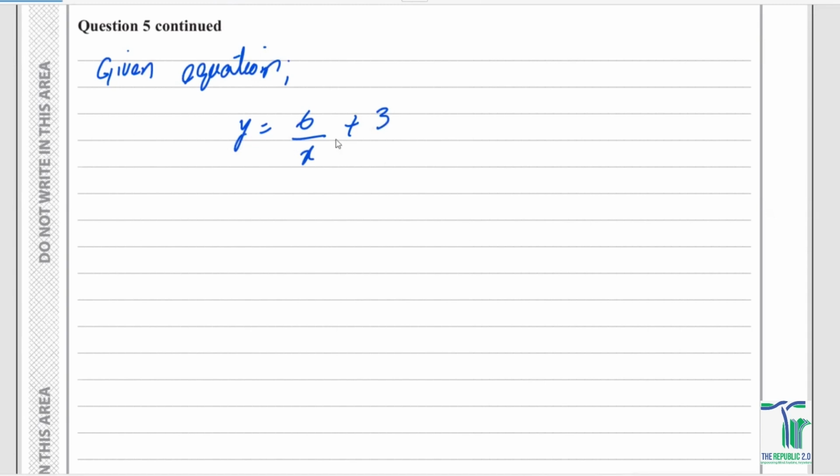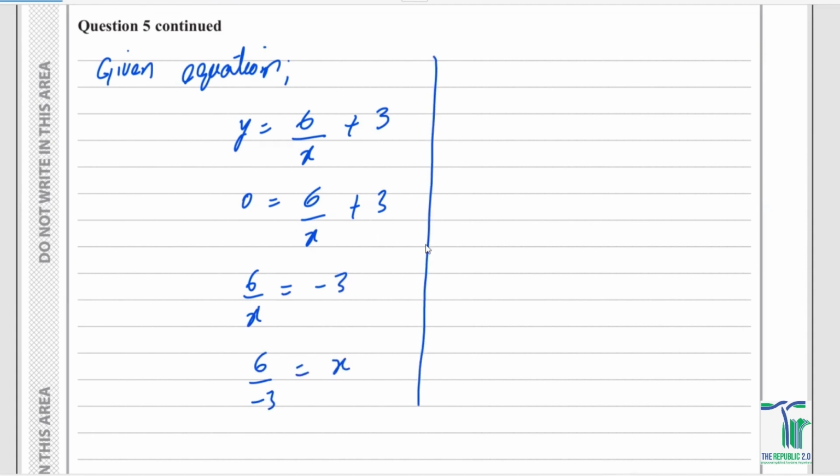So this reciprocal curve would be intersecting the x-axis. We can calculate the x coordinate by plugging in y equals 0. I would have 0 equals 6 upon x plus 3, and that's going to give me 6 upon x equals negative 3. So 6 upon negative 3 equals x, and I would have the final value of x, that is negative 2.